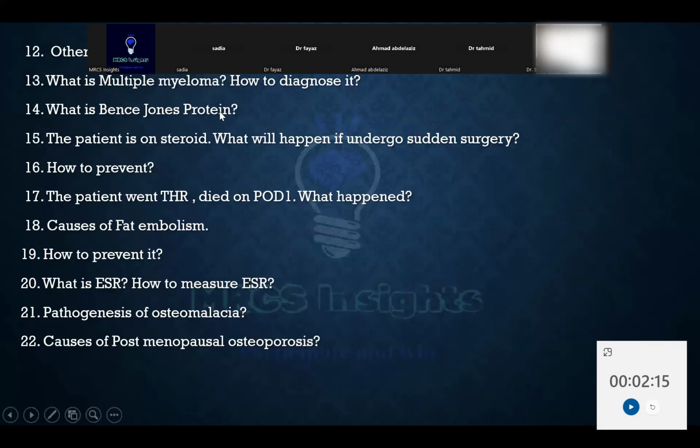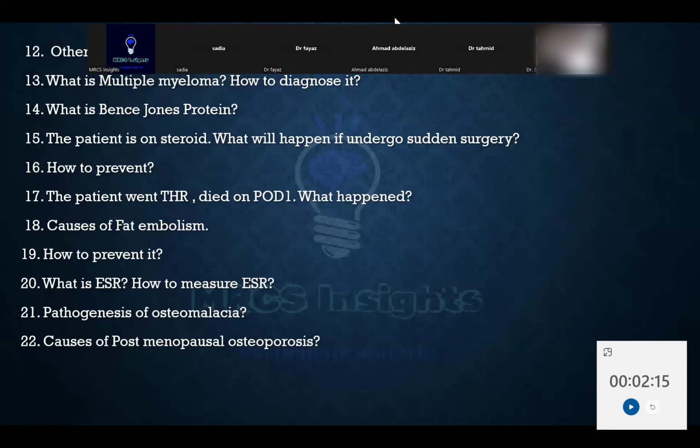Very good. So the patient is on steroids. Now the patient needs to undergo sudden surgery. What will happen? There are a lot of concerns since the patient is on steroids. He may have diabetes and hypertension due to salt and water retention. Post-operatively, he may have delayed wound healing and delayed recovery. And the main concern would be Addisonian crisis. Very good. How to prevent it?